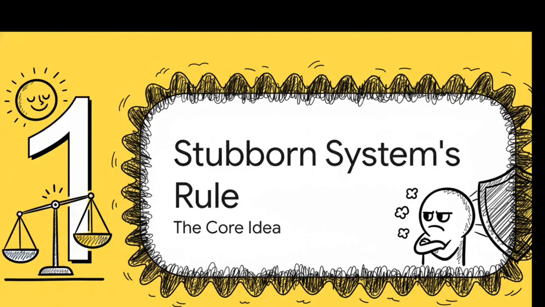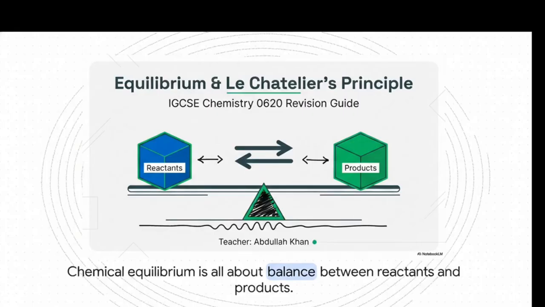Okay, first things first. To really get this principle, you need to imagine that a chemical system at equilibrium has a personality. It's found its happy place, this perfect balance, and honestly, it's a little bit stubborn. It really does not like to be disturbed. So what even is equilibrium? A lot of people think it means the reaction has just stopped. Nope, it's a dynamic balance.